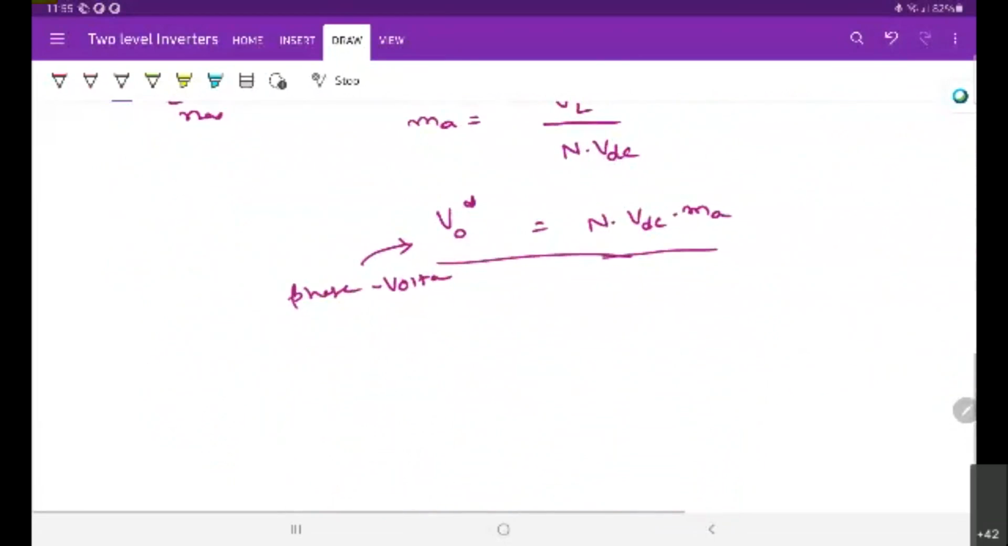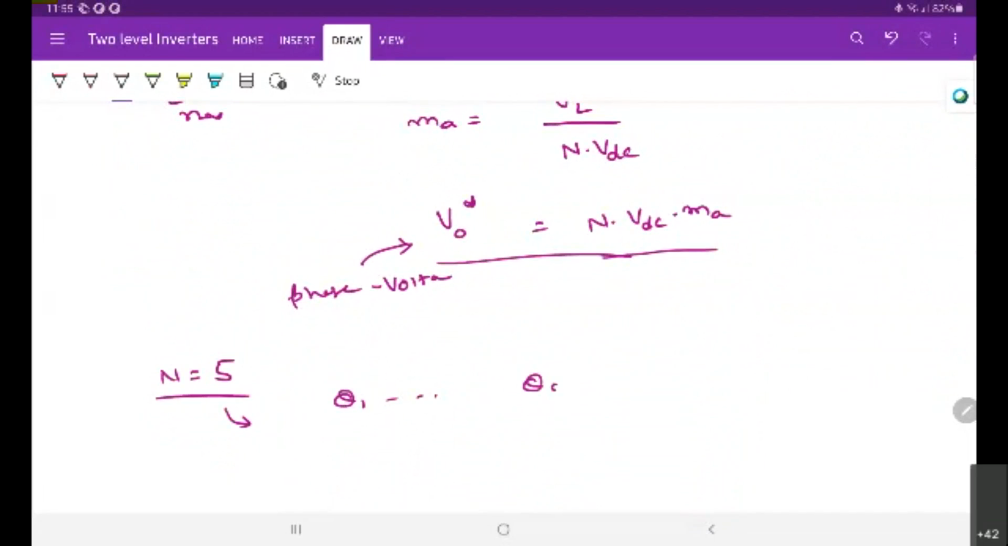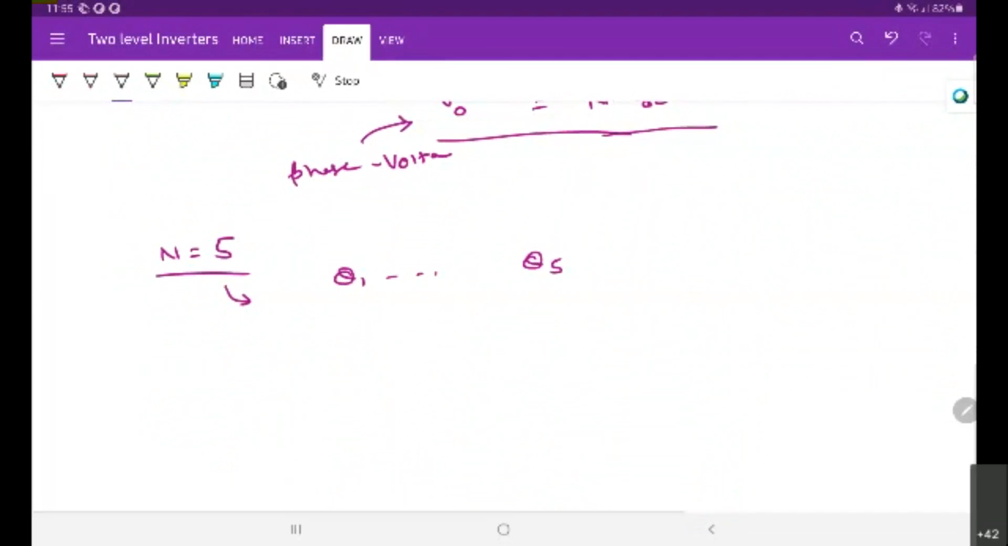Let us assume that you have n equal to 5. That means how many angles you will get? Theta 1 to theta 5 angles. In this process we can eliminate certain harmonics.